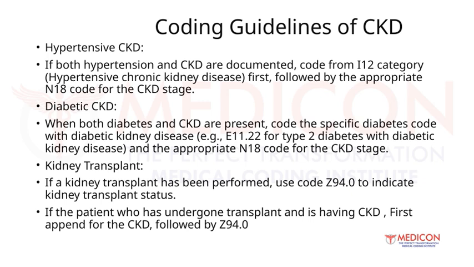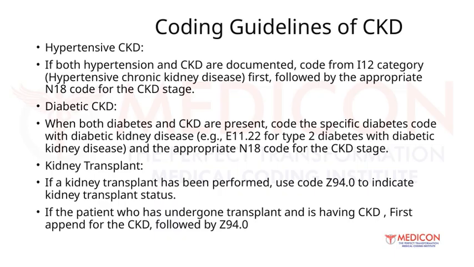For diabetic CKD, the key point is that when a patient has both diabetes and CKD, we should code the specific diabetes code that reflects diabetic kidney disease. For example, E11.22 for type 2 diabetes with diabetic kidney disease. Then, we also assign the correct N18 code for the CKD stage.